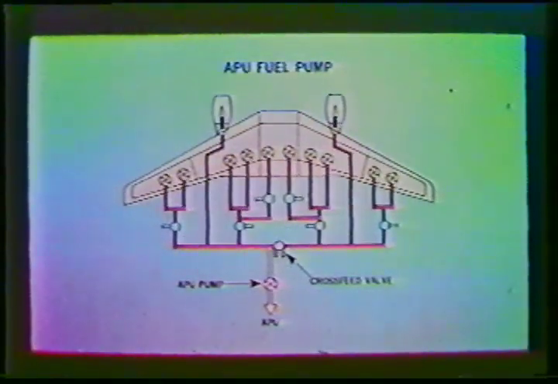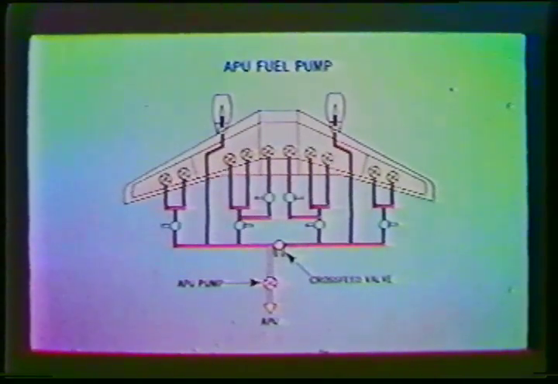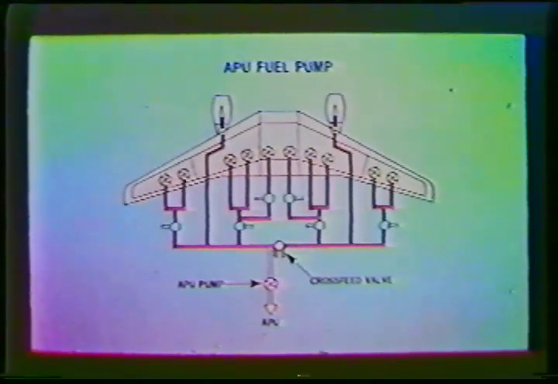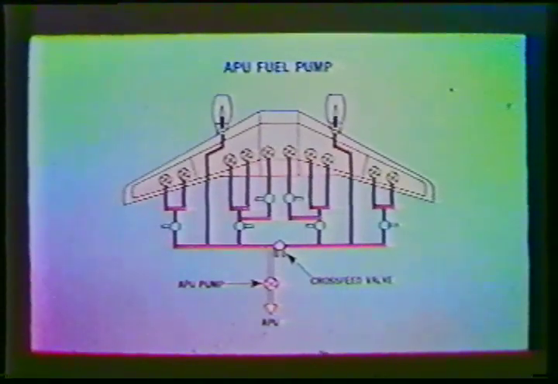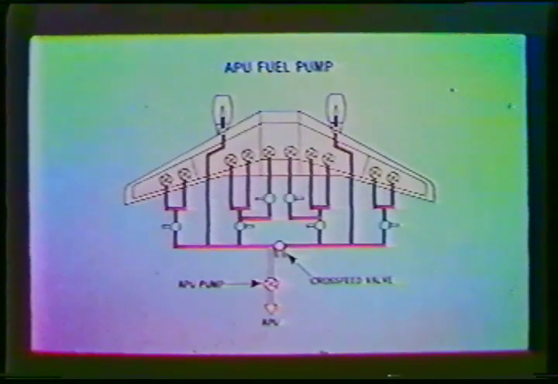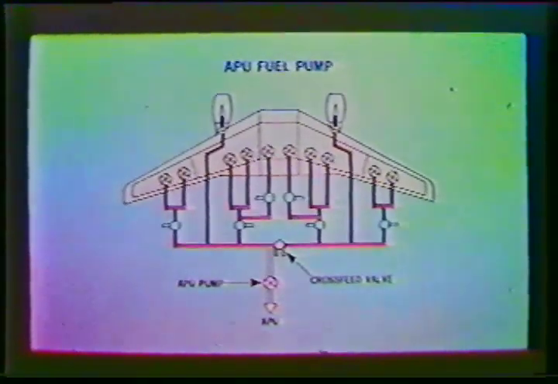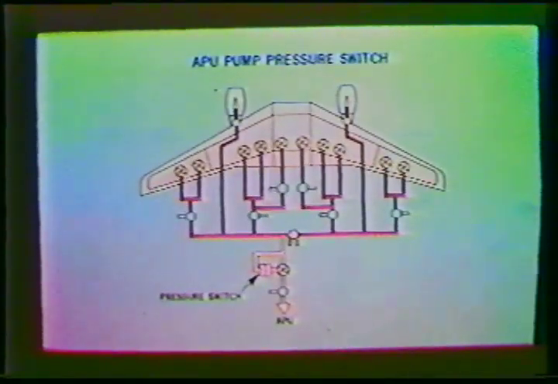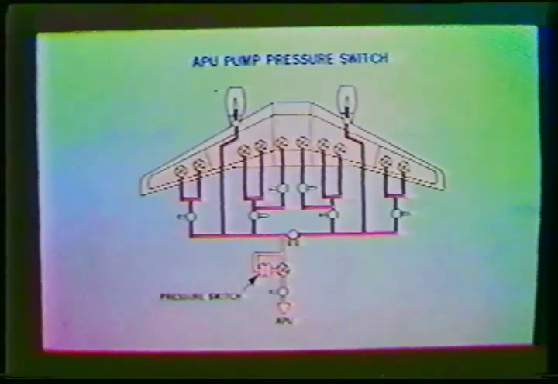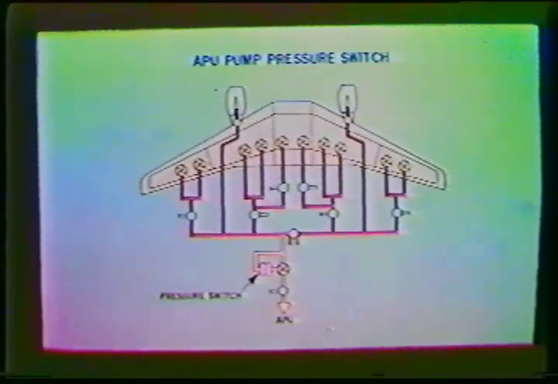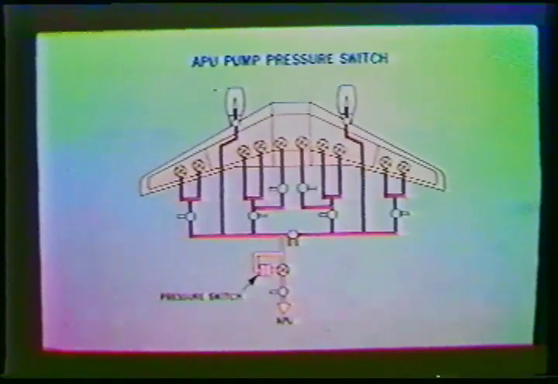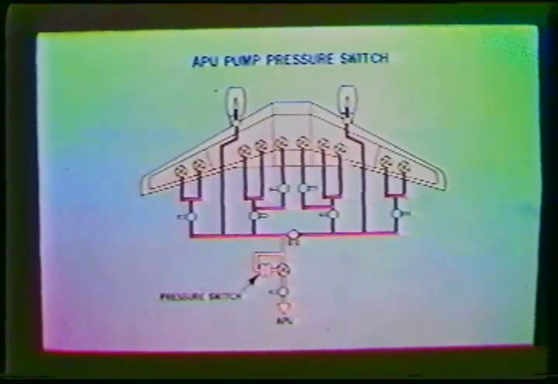The APU is normally supplied from the left wing fuel feed manifold to the left engine. Of course, when the cross-feed valve is open, the APU can be fed from any one of the 5 tanks. A pressure switch shuts off the APU fuel pump as soon as the normal fuel pump pressure is sufficient. This is to prevent the APU fuel pump from operating continuously.